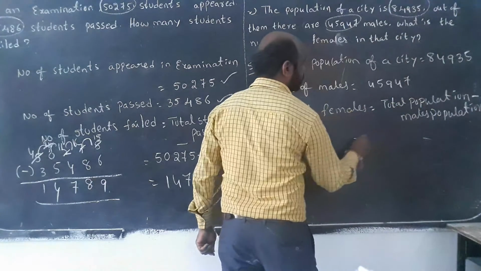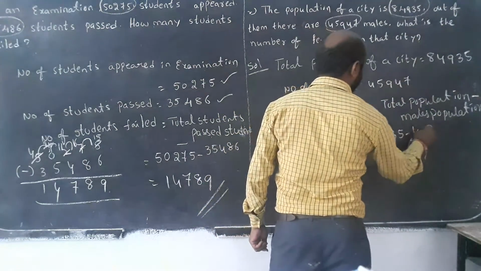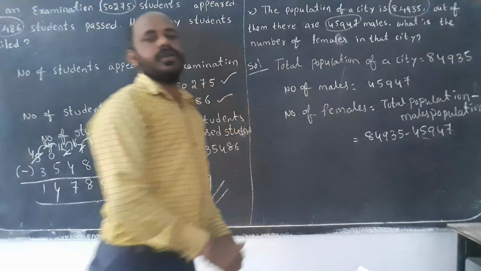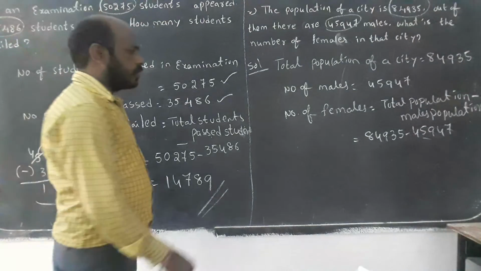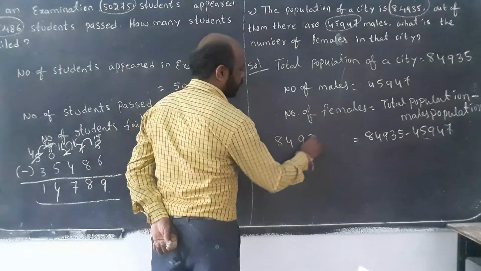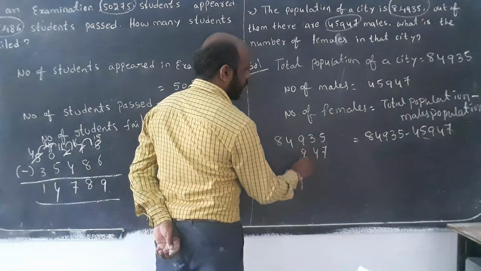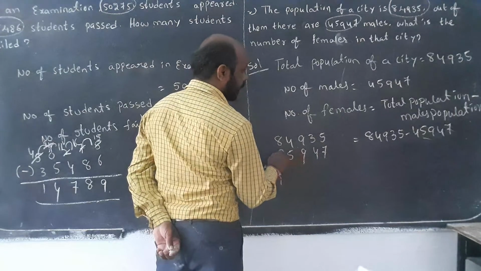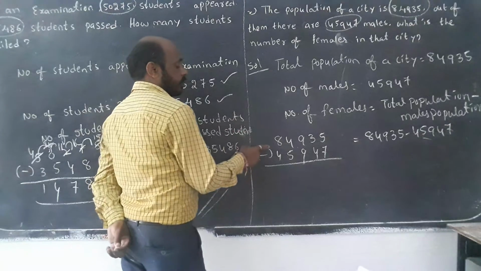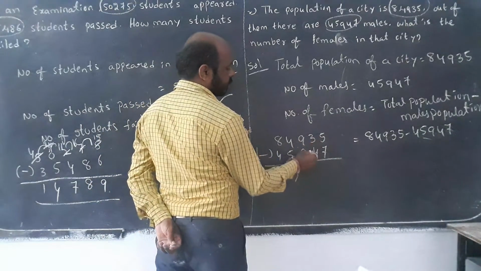Total population is how much now? 84,935 minus 45,947. We have to do the subtraction, total minus males. We write the total, 84,935, then 45,947, and do the subtraction of males from the total. We can't remove 7 from 5.